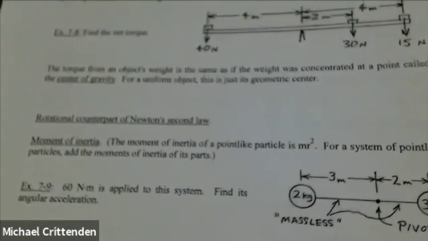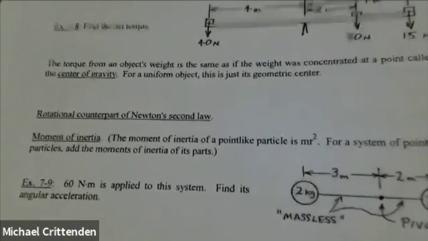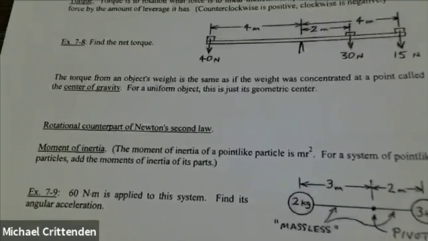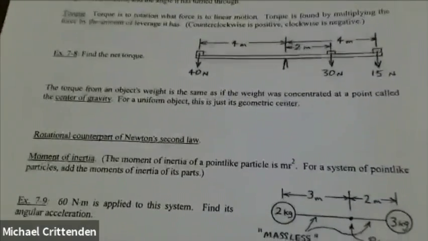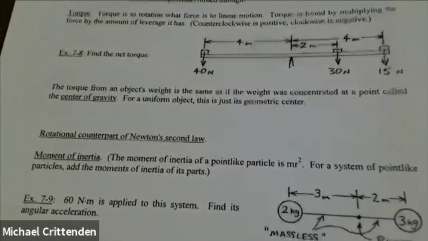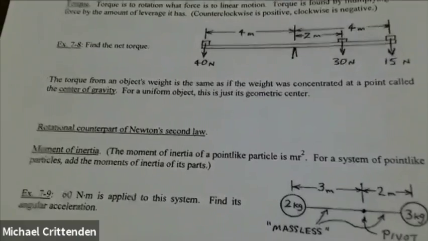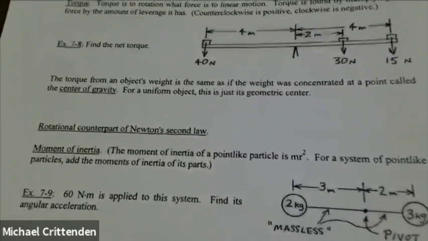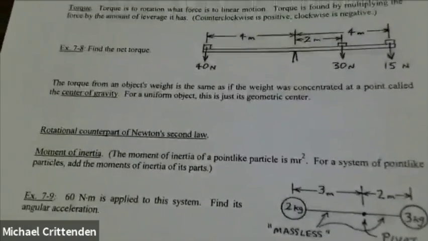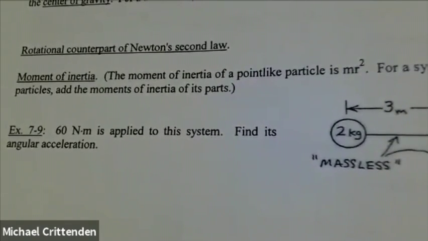I already said all of that. The torque from an object's weight is the same as if the weight was concentrated at a point called its center of gravity. For a uniform object, it's just in the middle of it, the geometric center. Okay, so now we come down to where it says the rotational counterpart of Newton's second law.